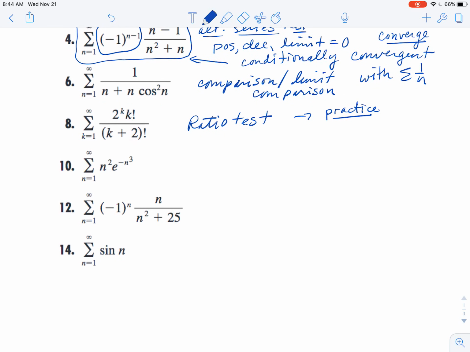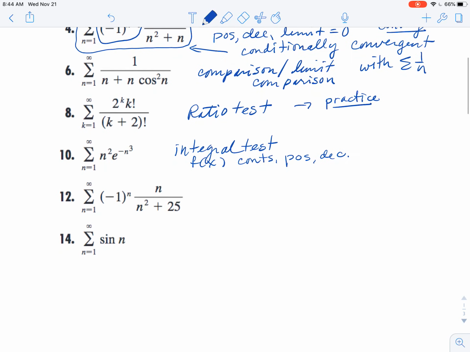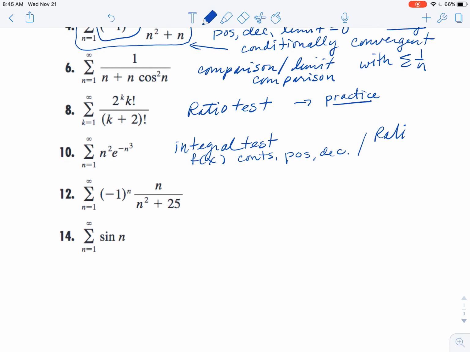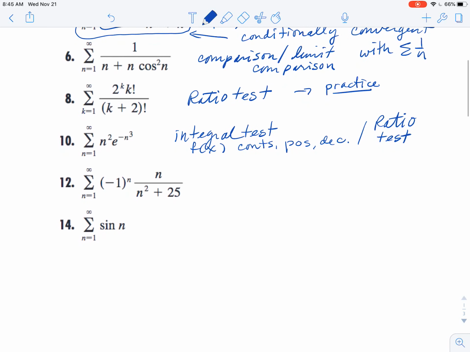What about 10? Can you think of a good test for 10? Integral test. I like integral test. That works. Remember, for your f of x, it has to be continuous, positive, and decreasing. There's another test that would work, though. How about ratio test again? Ratio test would also work. Anytime you have a number to a n power, whether it's n squared or n cubed, okay? Ratio test also works. Either one works.